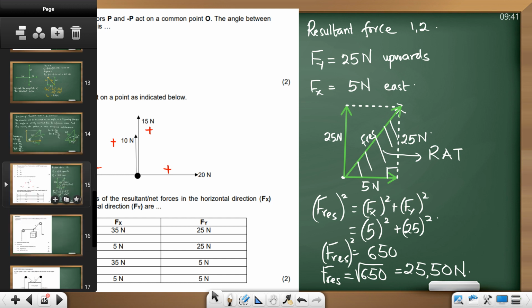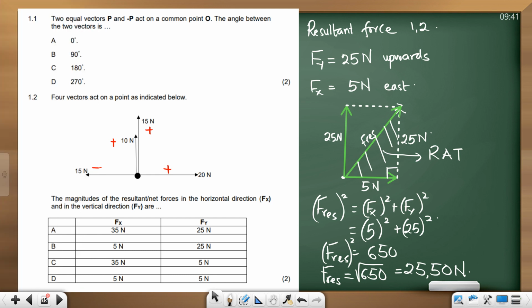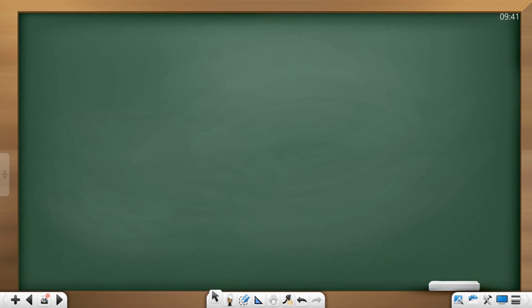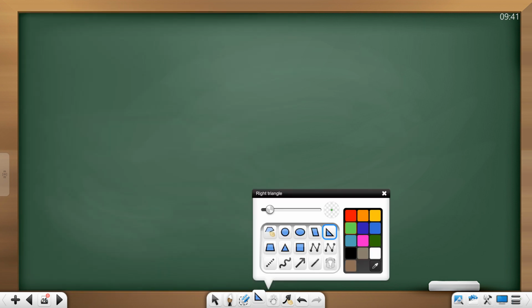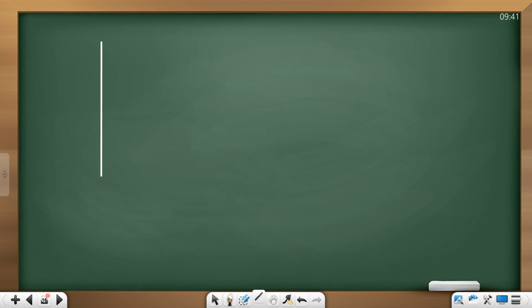Let's find the angle here. Okay, so we have 5, 25, and we have the resultant. Is that fine? Okay, so this is what we had. I'm going to draw it on a Cartesian plane quickly so that it helps us.